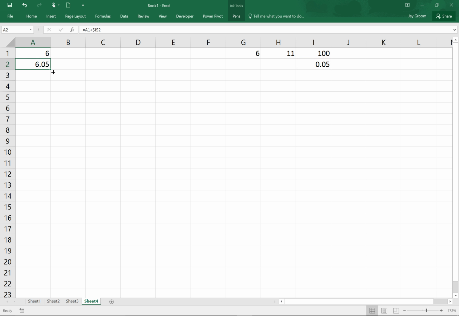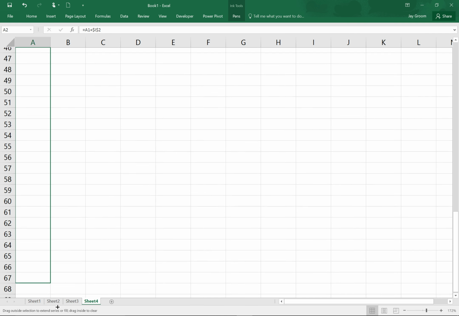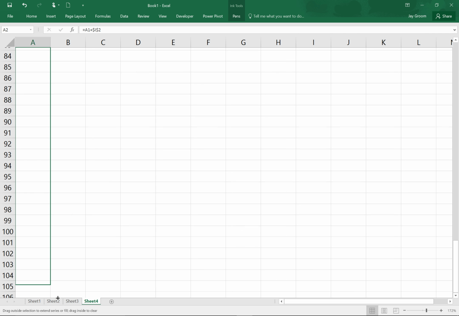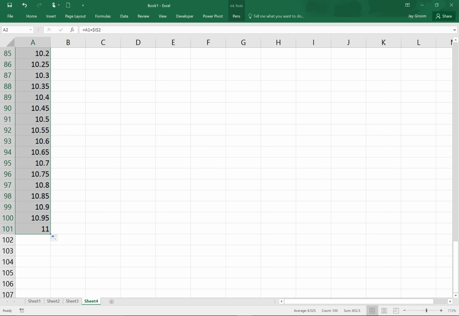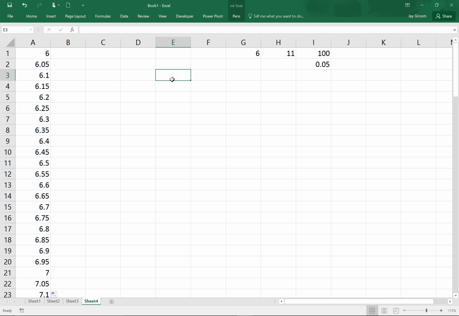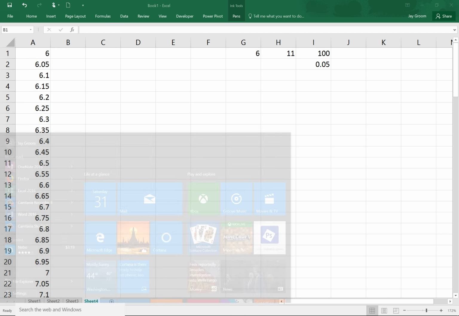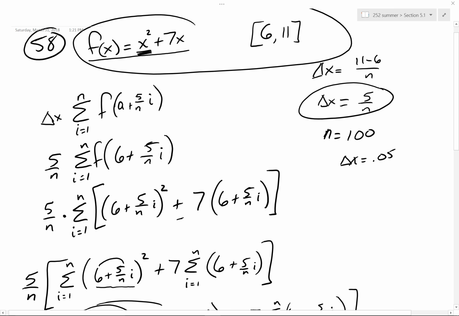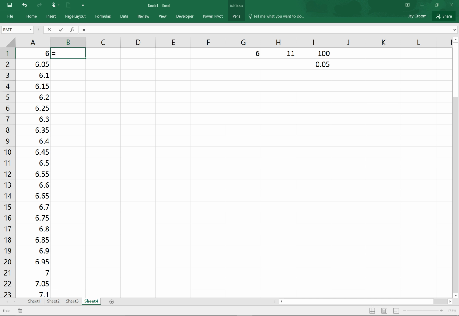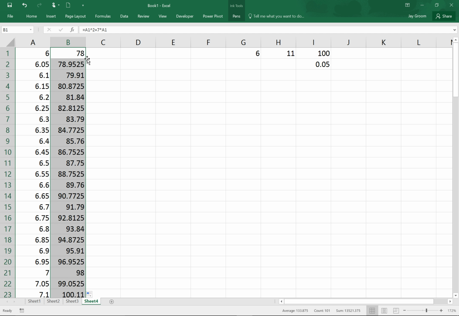And then drag it down, of course, all the way until you get to 100. And I think I got to go to 101 if I want to do it right. Voila. Good for me. And so here my function was, now I forgot what my function was. My function, oh, stop it. x squared plus 7x. So equals x squared plus 7 times x. Oops, double click right here, paste it down.